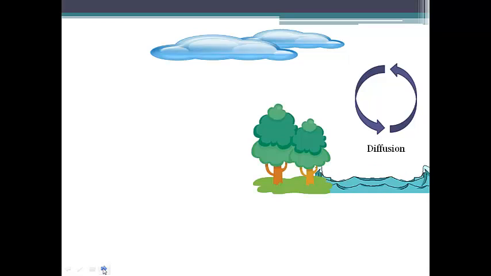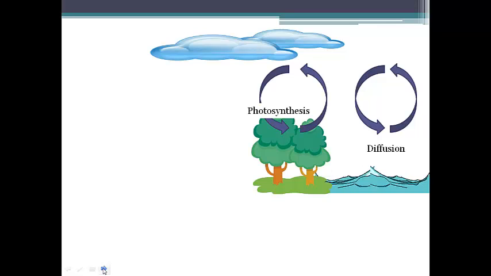We also have some plants on land that can take in carbon dioxide from the air. And remember, that process is called photosynthesis. And they can also give carbon dioxide back to the air. And that process is called respiration. So again, we've got a nice round cycle here between photosynthesis and respiration, taking up carbon and then putting it back into the atmosphere.